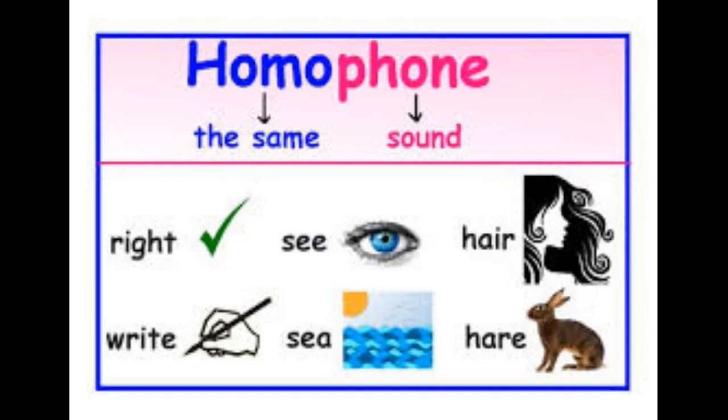So, in this picture, we have third word, hair and hare. We have two words here and here. They have same sound but the spelling is different. First is H-A-I-R, hair. You have beautiful hair. And the second is H-A-R-E. Hare means rabbit. So I want to see a hare or I have seen a hare.